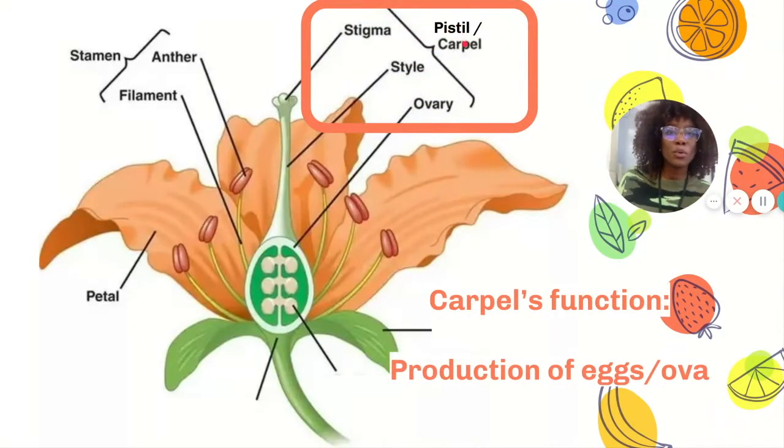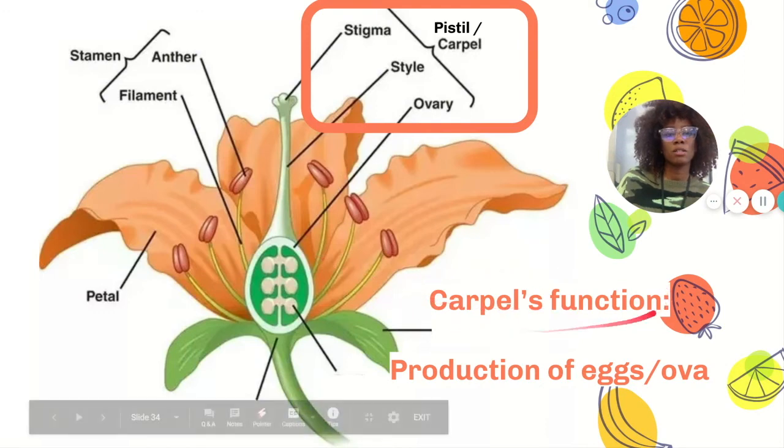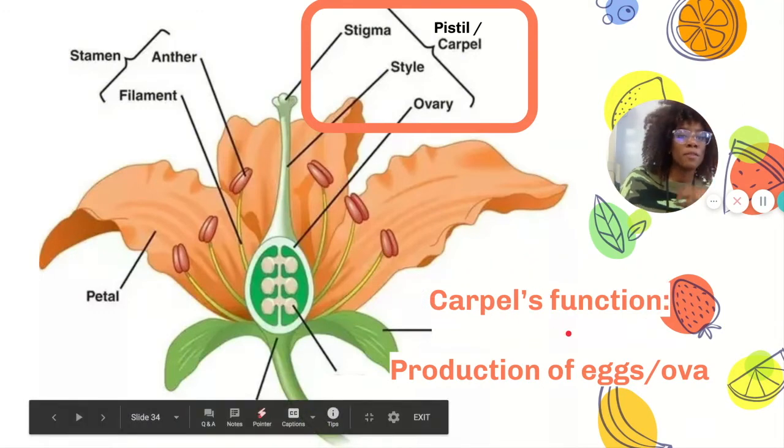Okay, pistil and carpel. So the pistil and carpel can be broken down into three parts. Okay, we have the stigma, we have the style, and then we have the ovary. So the carpel's function, we already know, is the female part of the plant. It produces eggs. Eggs are also known as ova.